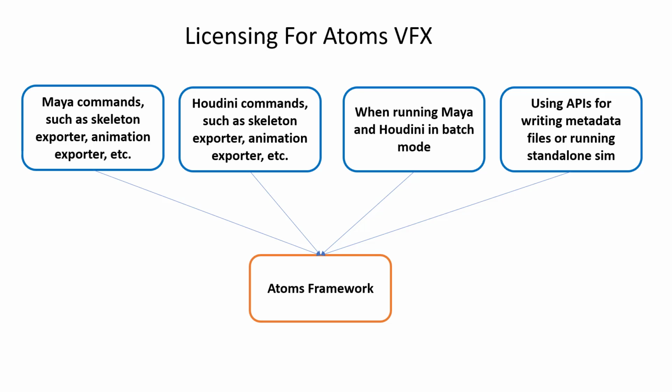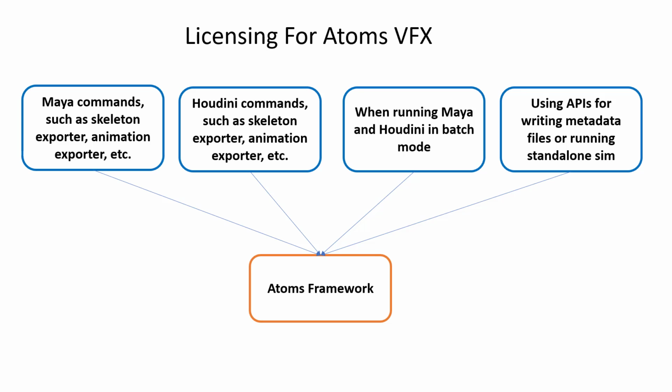So for instance, if you create a simulation scene in Maya or Houdini, and then you want to cache it out, but you want to do it on the farm, the moment that scene is opened on the farm and an agent group is found in that scene, you're just using the Atoms framework license, not a full license.